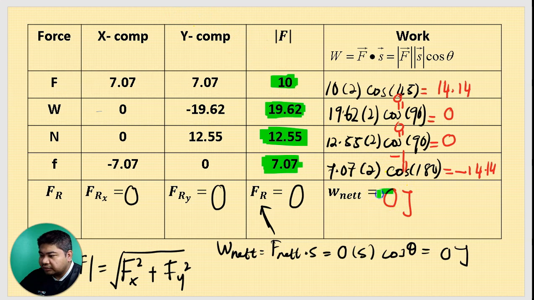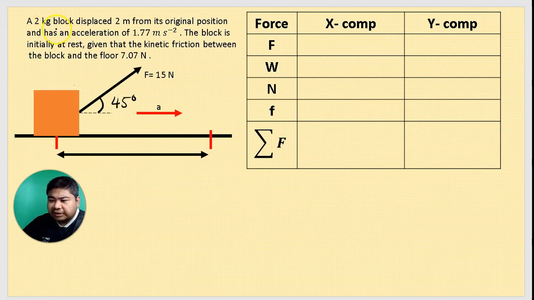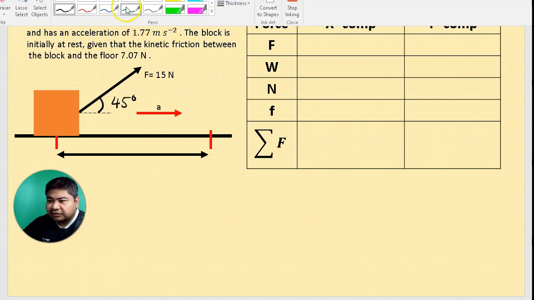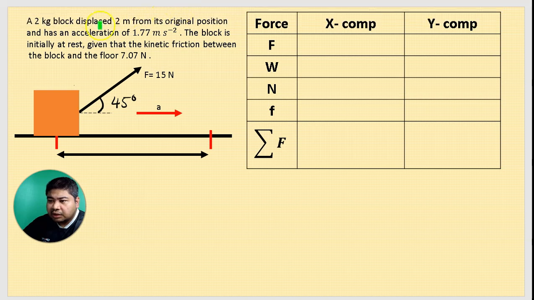So there are two ways you can calculate net work done. Alright, now we are going to move on to the second example, with acceleration. In this example, we still have the same block displaced by the same displacement of 2 meters, but now the block has an acceleration with a magnitude of 1.77 meters per second squared.